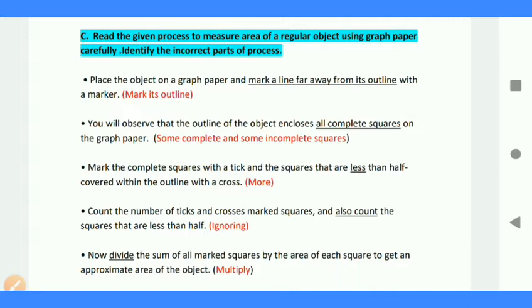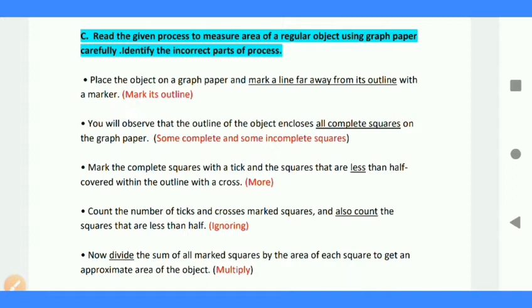So this part, mark a line far away from its outline, is a wrong statement, and in the place of this statement you have to write mark its outline. So the correct statement will be: place the object on a graph paper and mark its outline with a marker.